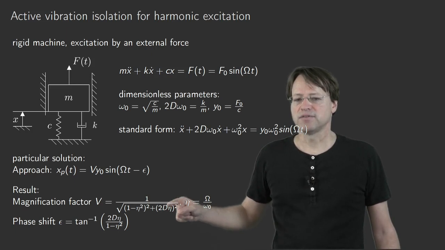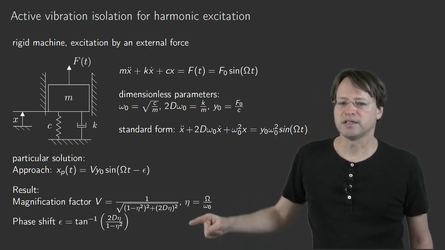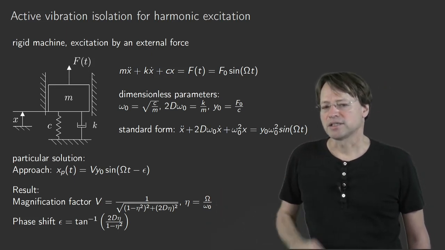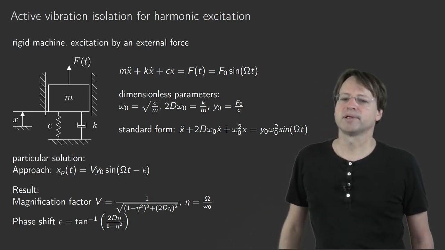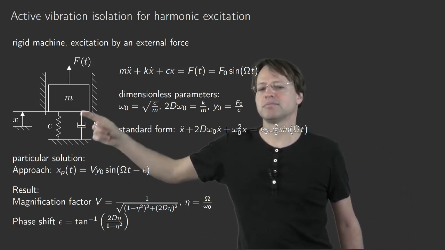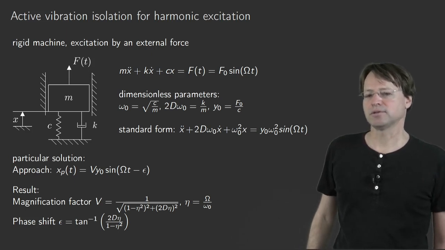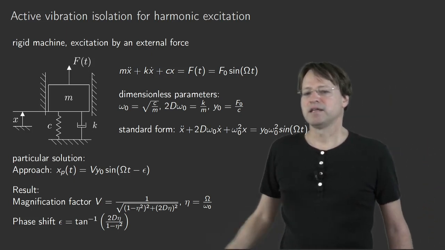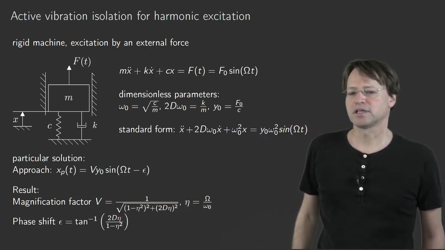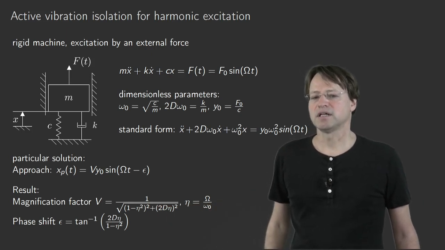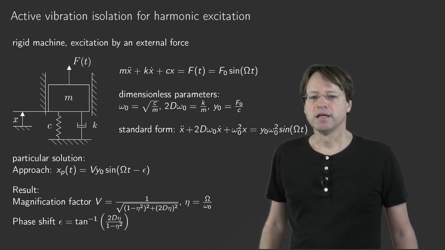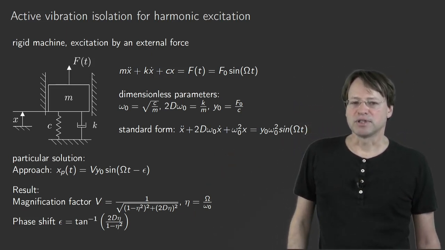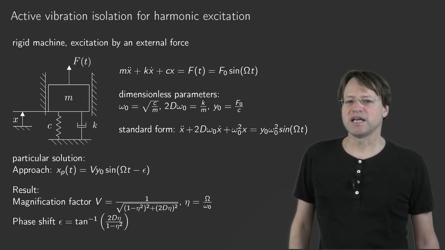This is the standard way to write that equation, and you will find here eta, which is the frequency ratio, the ratio between the excitation frequency and the natural frequency of that vibratory system, of that single degree of freedom oscillator. And also for the phase shift, you will get a classical result, namely that the phase shift is given by the arctangent of 2 d eta divided by 1 minus eta squared. So these are classical results of basic engineering vibration theory for the single degree of freedom oscillator.